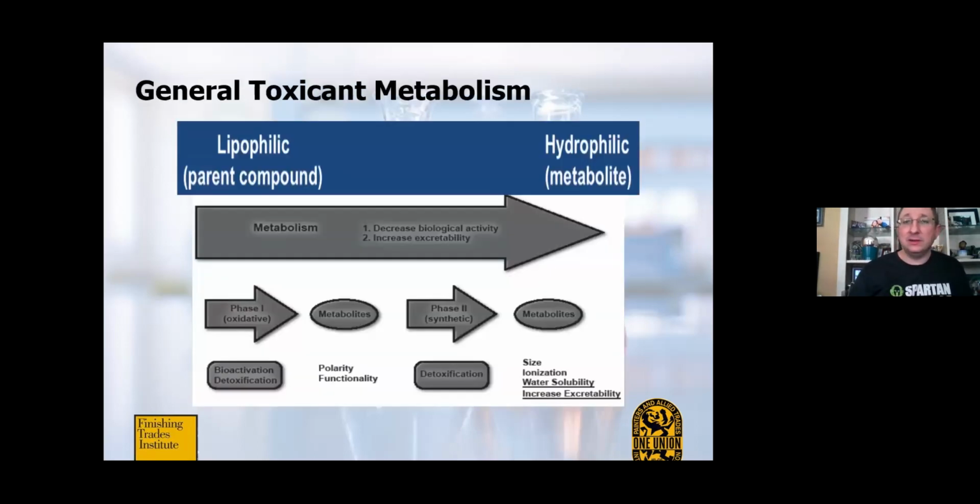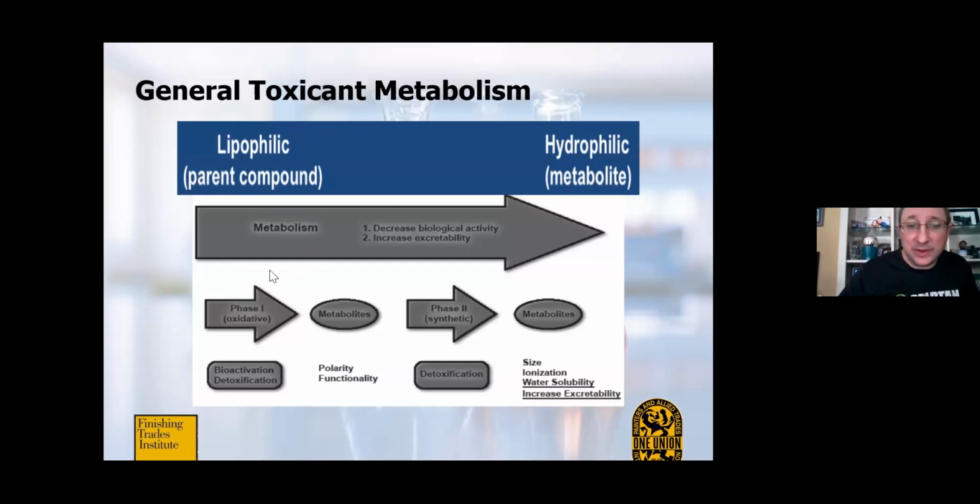So this is a general toxicant metabolism model. We're going to take those fat soluble, lipophilic, or fat loving, because that's what philic means, it means loving, parent compound. The parent compound is the actual chemical we get into our body. For example, benzene: if I get benzene into my body, that's the parent compound, and phenol is the metabolite that gets excreted from my body. Benzene changes to phenol and it gets removed. So phenol is the metabolite of benzene.